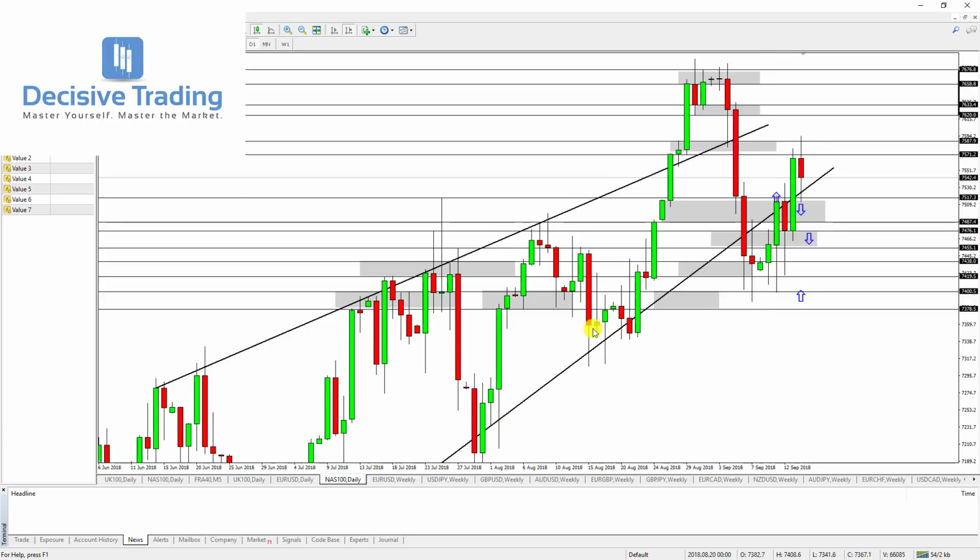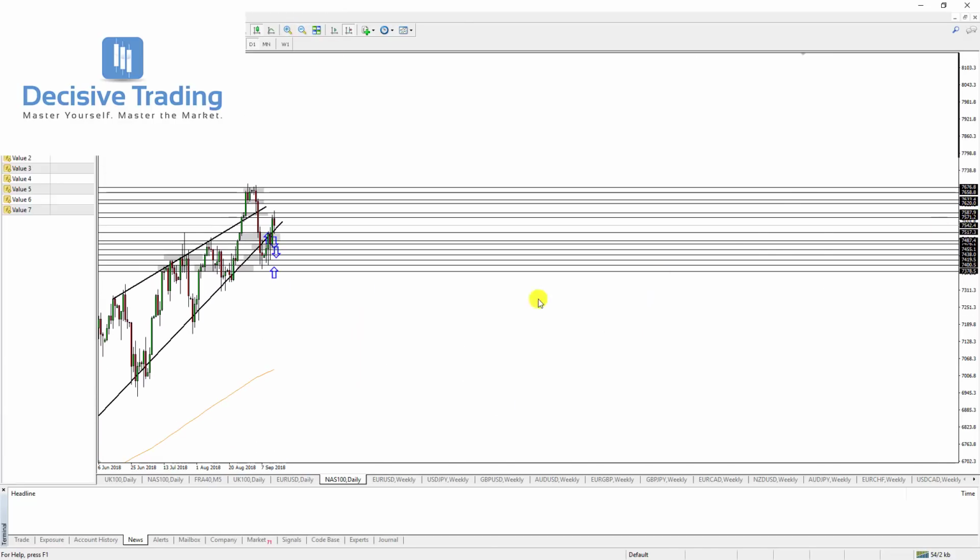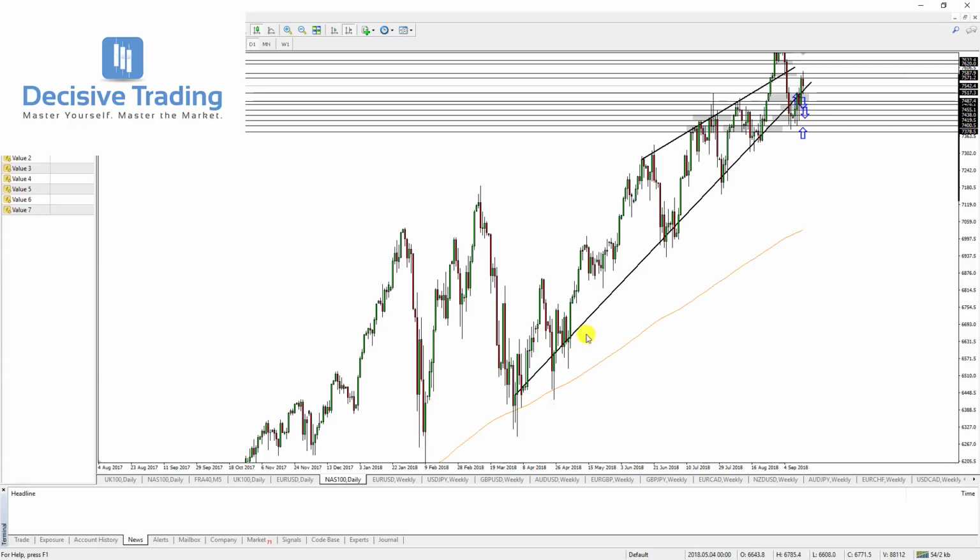And then what we were really looking at was this sloping support and resistance level. Very, very key on NASDAQ. If we just zoom out, you can see it being tested multiple times, especially on the support side.